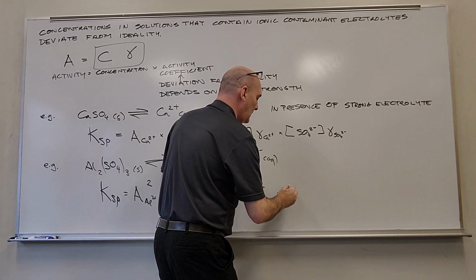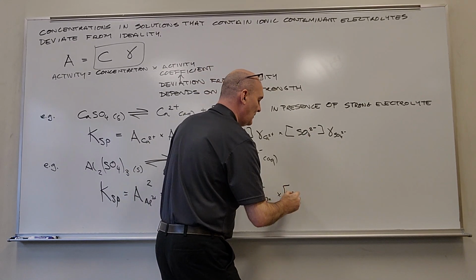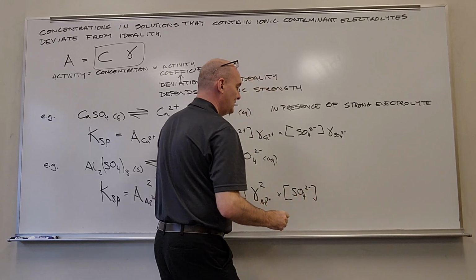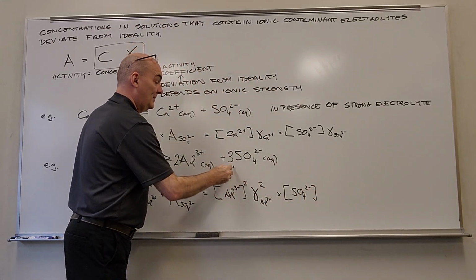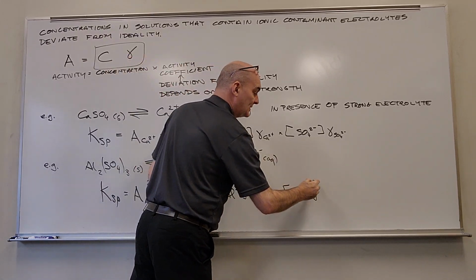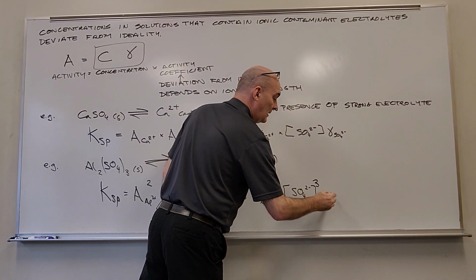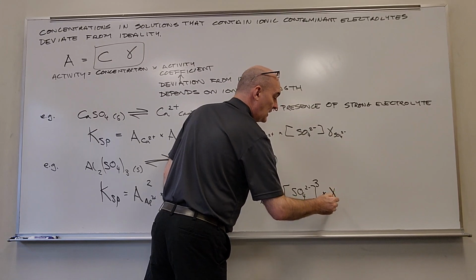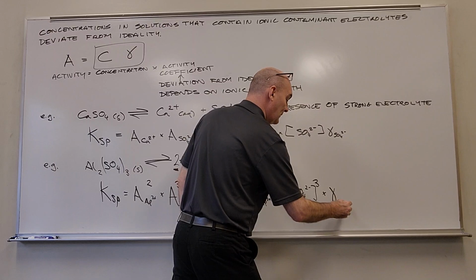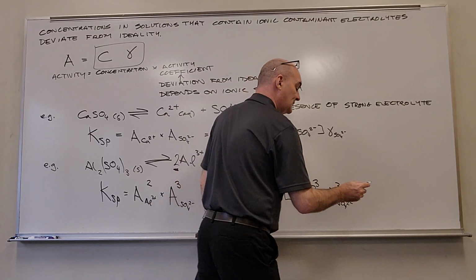Multiplied by the concentration of the sulfate. So that's 2-, and there are 3 of them in the balanced equation, so this gets cubed. Multiplied by its gamma, specifically for the sulfate, also cubed.